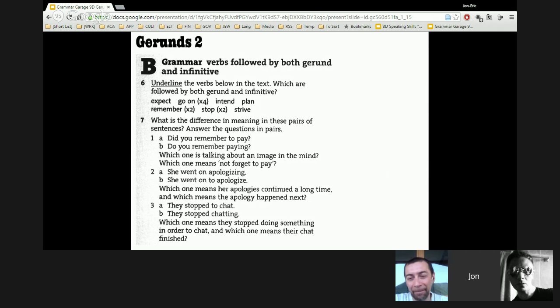So expect is only infinitive. What about plan? What about plan? What do you think? Want to take a guess?